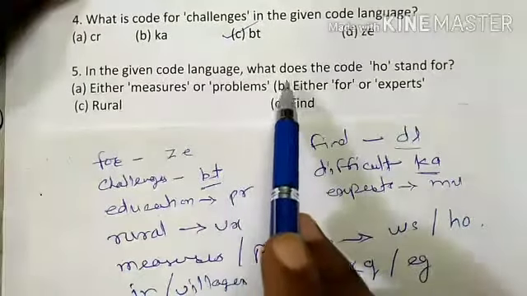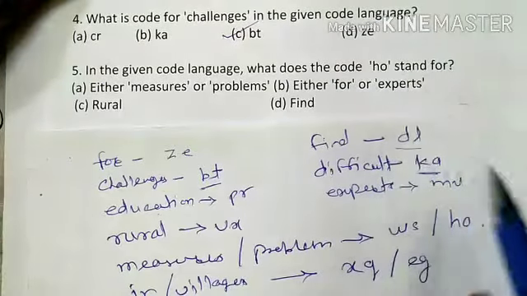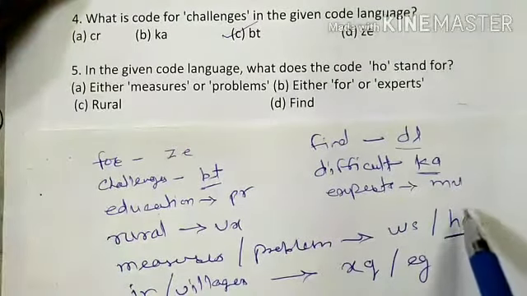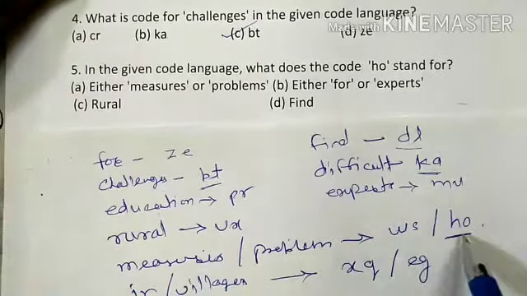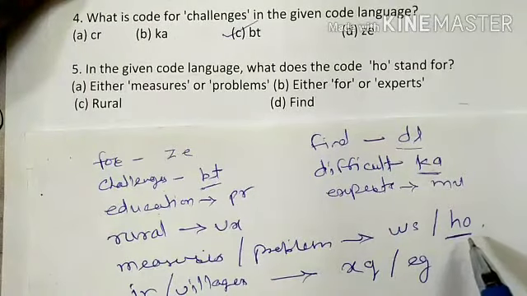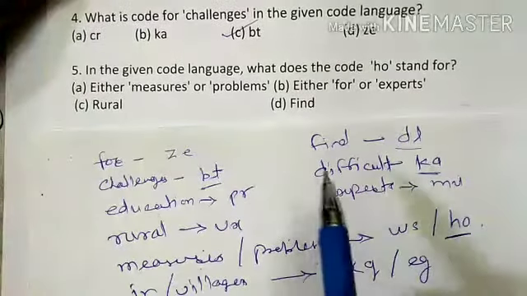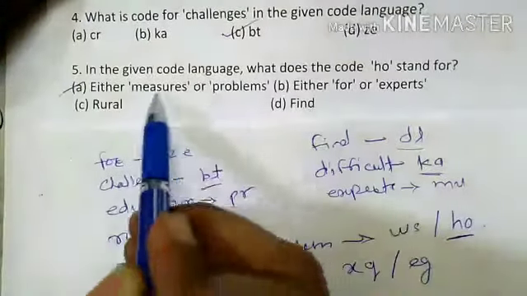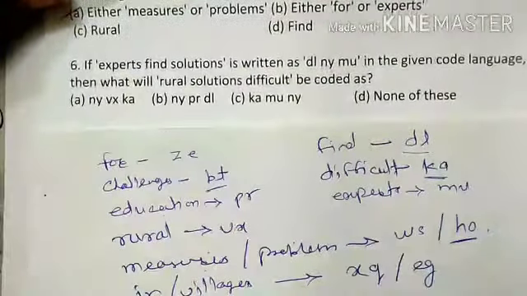Question 5. In the given code language, what does the code HO stand for? We know that HO may stand for problem or measures. There is no specific word for this code. As we have found the pattern, HO may mean measures or problems. So option A, either measures or problem.